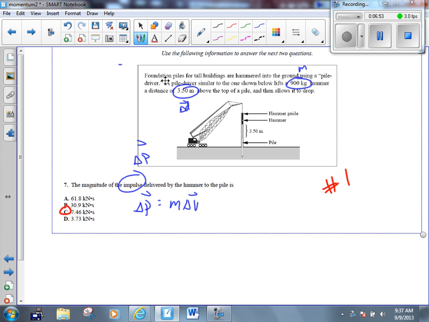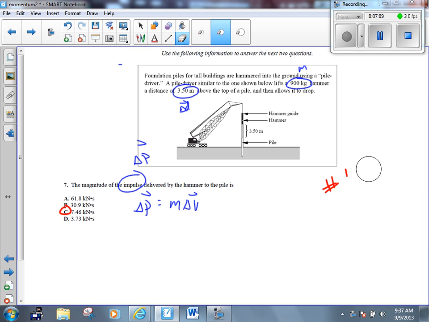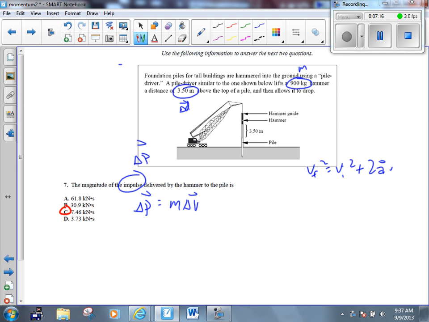Understand there's two things going on here. The hammer falls, and then it hits the pile. The final velocity of the hammer falling is the initial velocity as it hits the pile. So we actually have to find the initial velocity as it hits the pile. But we're going to do that by using the same method we've used a bunch of times already. We're going to say VF squared is equal to VI squared plus 2AD for the fall. We're going to get the final speed for the fall, which will become the initial speed for the collision with the pile. Does that make sense? Does that make sense, guys?